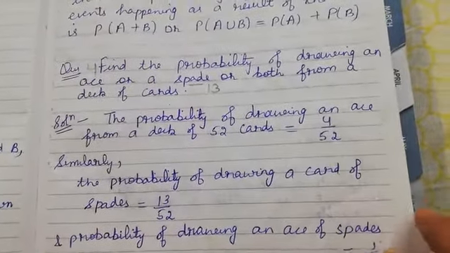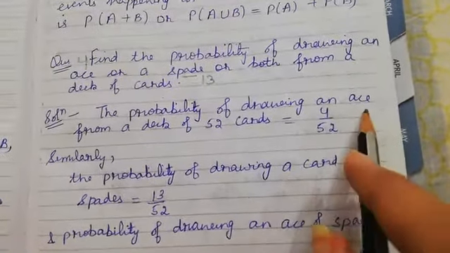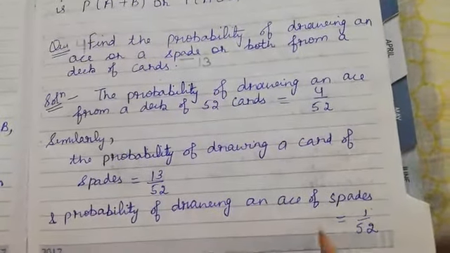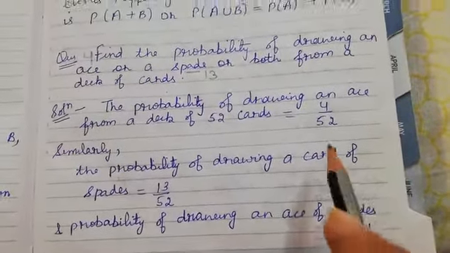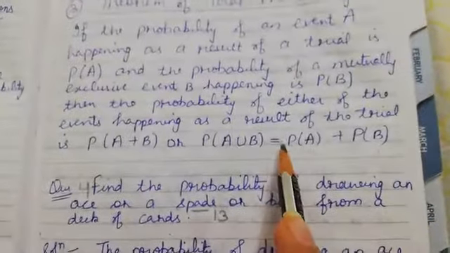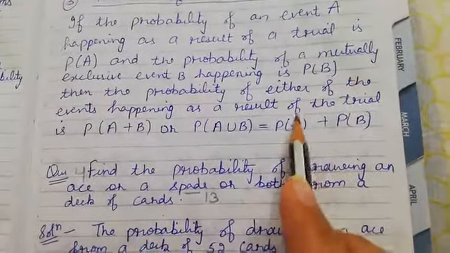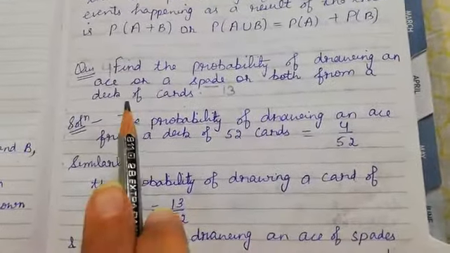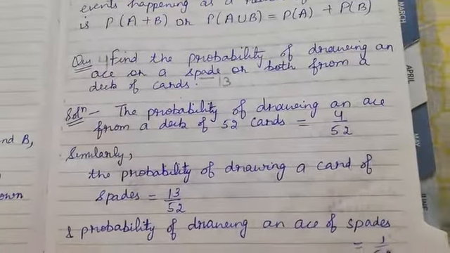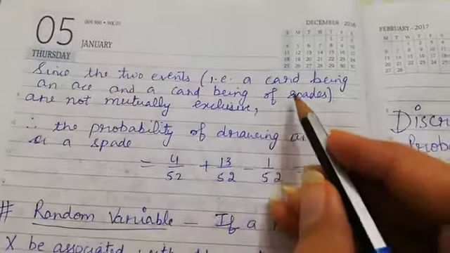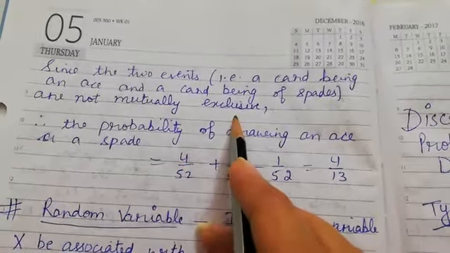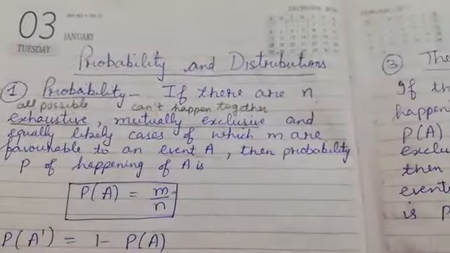Now we have to find the probability that either an ace will come or a spade will come. This means they will not come together. We don't need this one. We have to find the probability using this: either the first event will happen or the second event will happen. Fine. So since the two events, that is a card being an ace and a card being a spade, are not mutually exclusive. Okay, what was mutually exclusive?